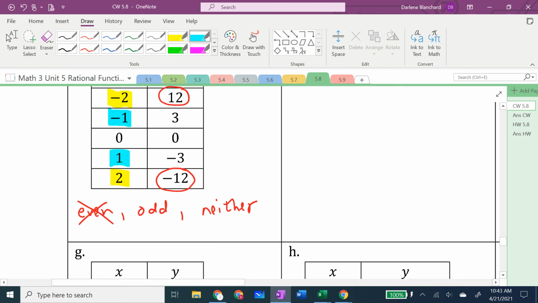Opposite signed x's, do they also have opposite signed y's? Yes. But I have to check 0. If I know what y is equal to at x equals 0, it must be 0. It has to go through the origin. So what do you think? You were correct. This is odd. Woo!